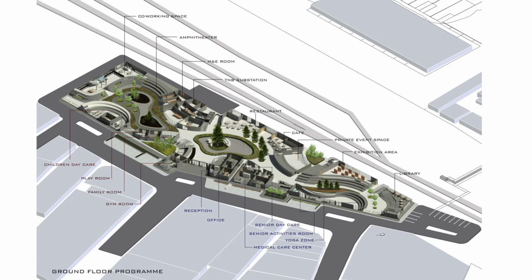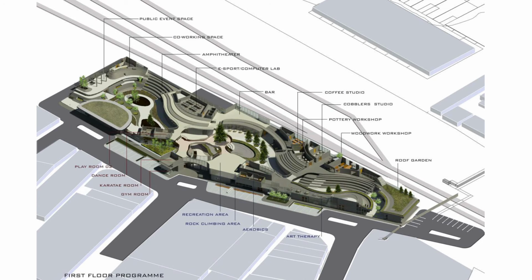So before going to the GA drawing, I'll be showing you guys some program that happening in ground floor, which is mainly the children zone, include children daycare center, playroom, family room, and also the senior zone, which include senior daycare center, senior activities room, yoga zone, and also medical care center. And the building that near the railway tracks is basically designed for intergenerational program and also some basic facilities such as the services, the co-working space, M&E room, restaurant, dining area.